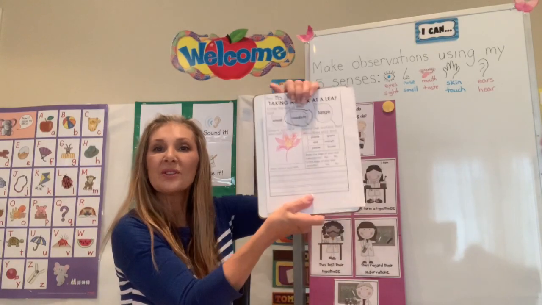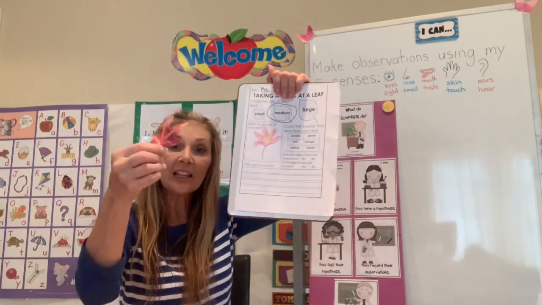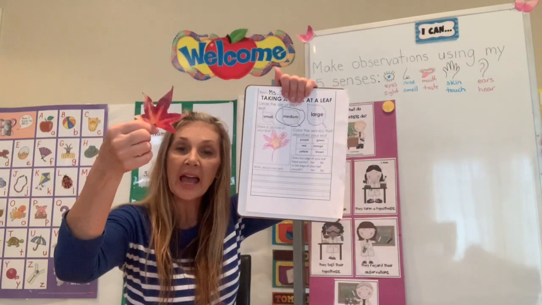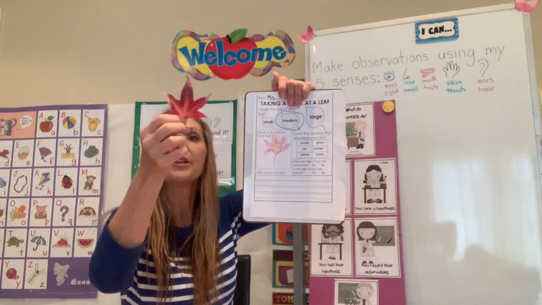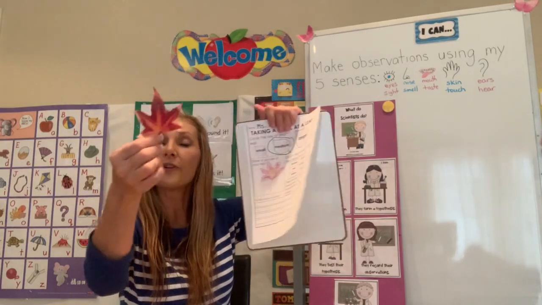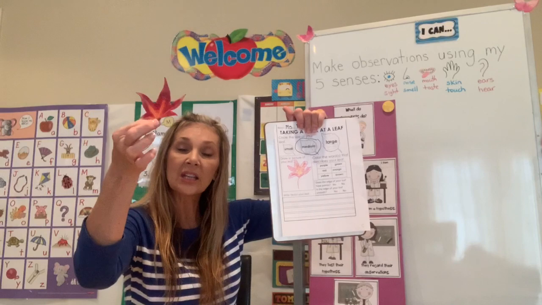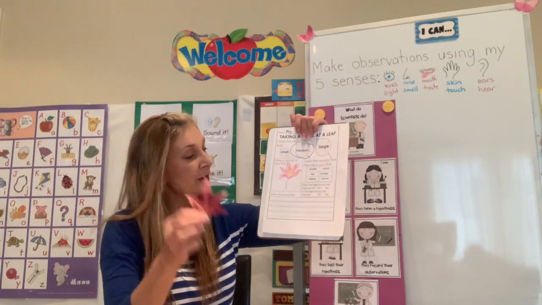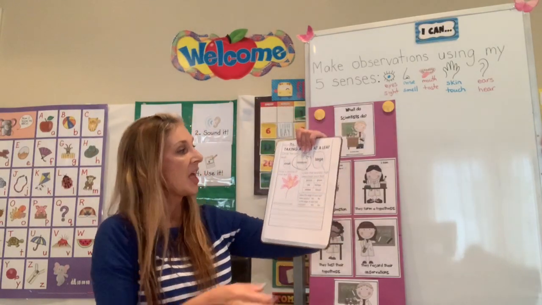All right, so now I've colored it. It looks pretty close, maybe not exact, but it's pretty close. I made sure I made the jagged edges just like it. I made sure it had 5 little points on it, just like the leaf, and it has the stem.